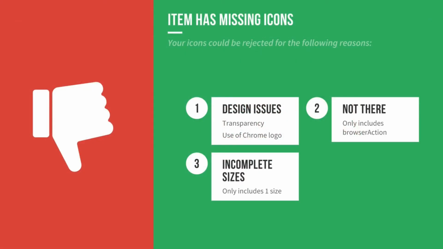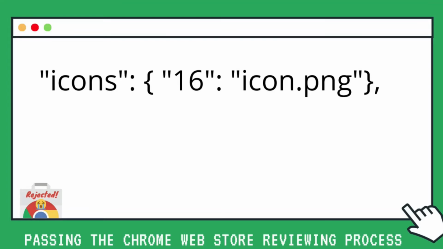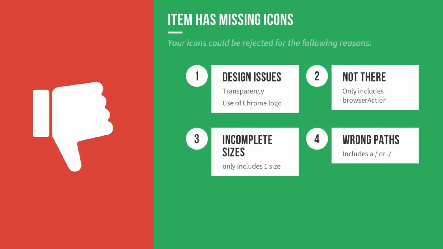Okay, the other reason could be that you are not including all the sizes. Let's look at an example. See, this is the icons key and you have it, so good job. But you're only including the size 16. And this one will also be rejected.